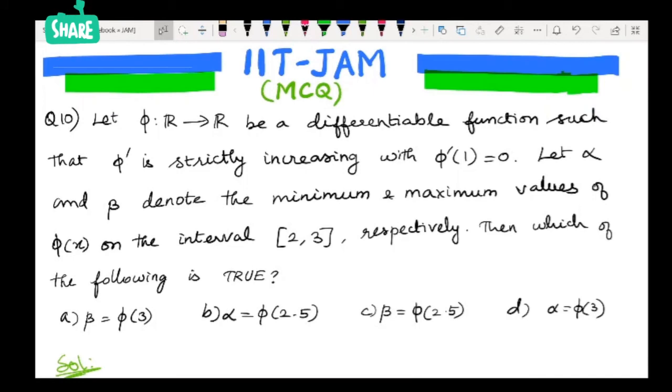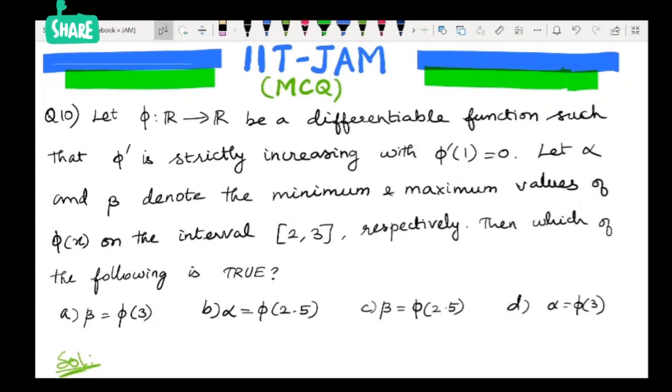The next question is, we have a differentiable function φ such that the derivative is strictly increasing with φ'(1) equal to 0, and α and β are the minimum and maximum values of φ in the interval 2 to 3, and we need to find whether α or β matches any of the given values. Remember, it's given that φ' is strictly increasing. So we need to start with that.